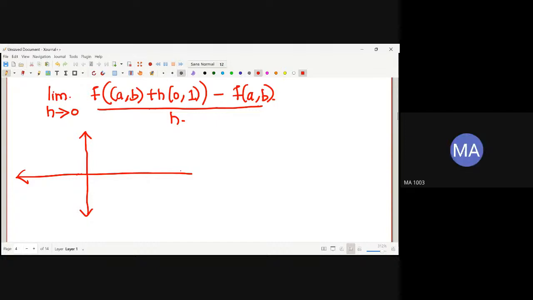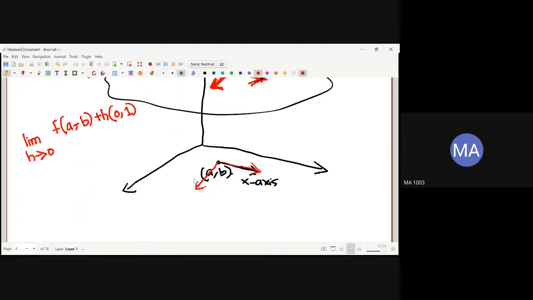Any questions related to this partial derivative? Okay, apart from this, any question from your activity or practice?